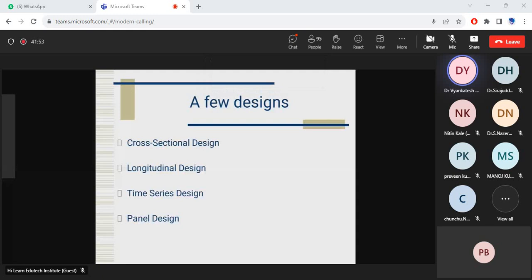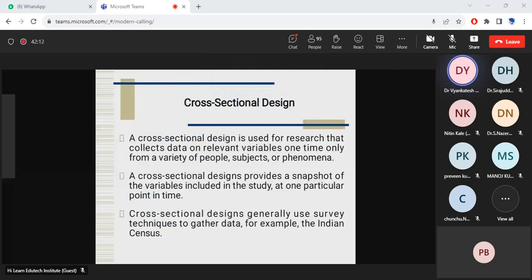The cross-sectional design is used for research that collects data on relevant variables one time only from a variety of people, subjects or phenomena. A cross-sectional design provides a snapshot of the variables included in the study at one particular point in time, and generally uses survey techniques to gather data. For example, the Indian census. This is the cross-sectional design we deal with in population geography or social science.